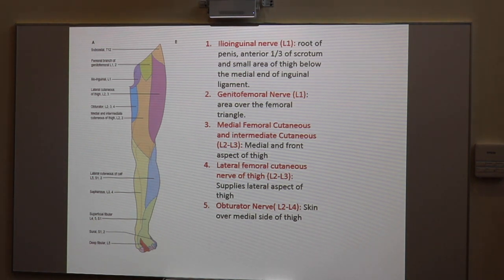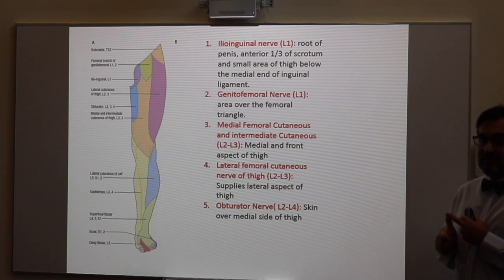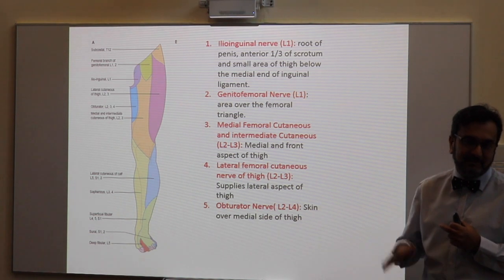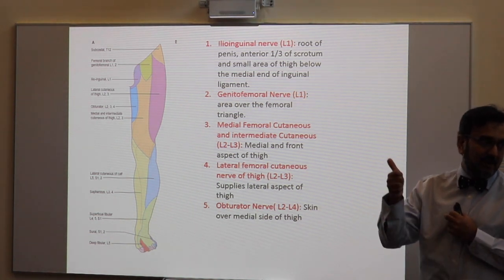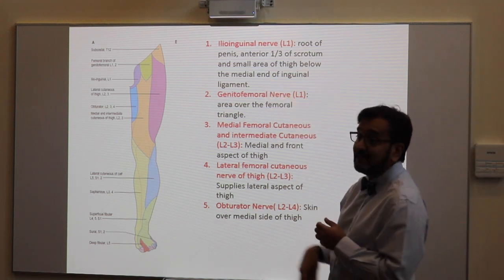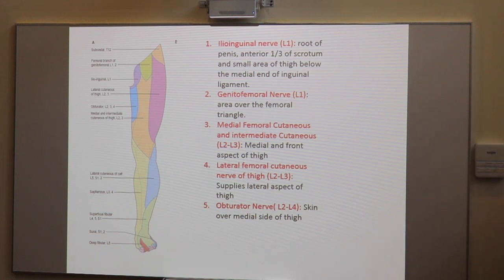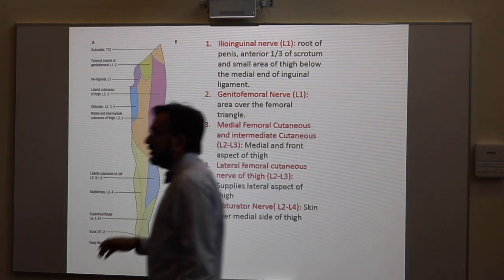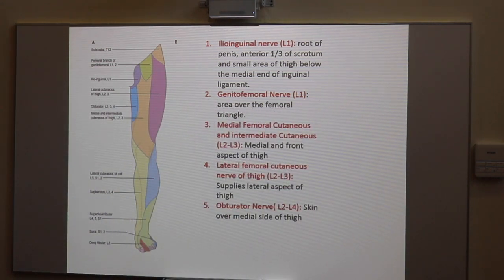The first one is called iliohypogastric, so ilium and hypogastric region. The second one is called ilioinguinal. The third one is called genitofemoral. The fourth one is called the femoral nerve. The fifth nerve is called the obturator nerve, and the sixth one is called the lateral cutaneous nerve of thigh. So there are 6 in total, the nerves which are going to be taken off from the lumbar plexus.